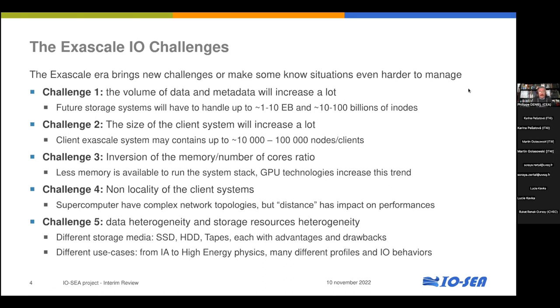Challenge 5 is about data heterogeneity and, more generally, storage resource heterogeneity. We are using different storage media. We are using SSD, HDD and tapes, and actually we are using different kinds of each of them. For example, at CEA, we were using HDDs which had enclosed helium, because helium has very different hydrodynamical properties compared to air, and it could make it possible to have different performances because of this enclosed helium.